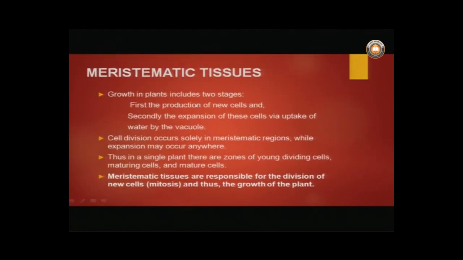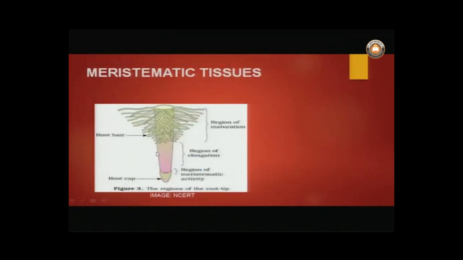Growth in plants includes two stages. First, the production of new cells, and secondly, the expansion of these cells via uptake of water by the vacuoles. Now, what happens is that the cell division occurs only in the meristematic regions, while expansion may occur anywhere else. Let us see here in this diagram. We had referred to this diagram in an earlier chapter also.